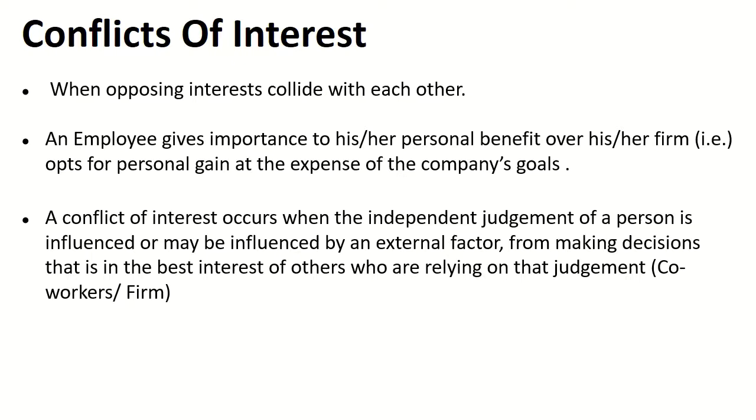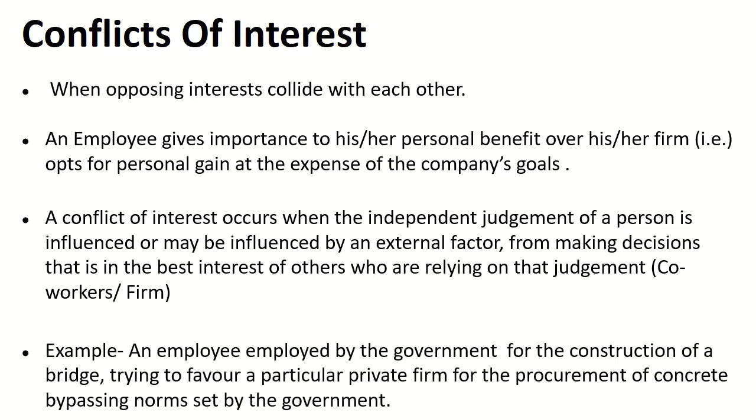A conflict of interest occurs when the independent judgment of a person is influenced or may be influenced by an external factor from making decisions that are in the best interest of others who are relying on that judgment, for example, co-workers or the firm. For example, an employee employed by the government for the construction of a bridge trying to favor a particular private firm for the procurement of concrete by bypassing the norms set for the government. This is one best example for conflicts of interest.